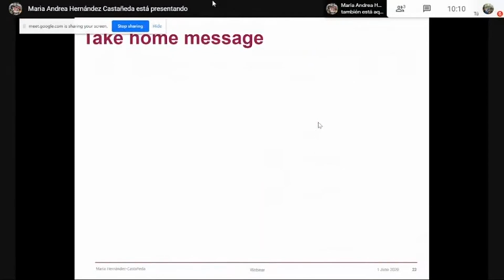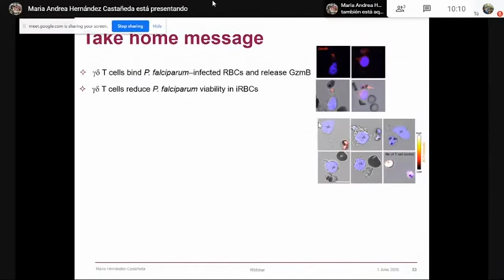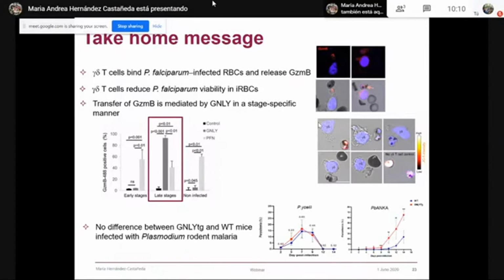And then just to summarize this webinar, the gamma delta T cells bind to Plasmodium falciparum infected red blood cells and release the granzyme B. These gamma delta T cells reduce the Plasmodium falciparum viability in the infected red blood cells. The transfer of granzyme B is mediated by granulysin in the case of later stages, and by perforin in the early stages. And regarding the role of granulysin in vivo, we still have work to do. Because with P. yoelii, we didn't see any difference between the groups, and they also cleared the infection, so it's not good for these particular experiments.